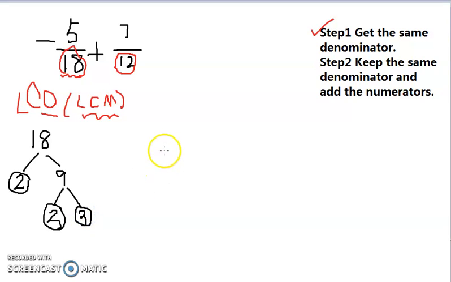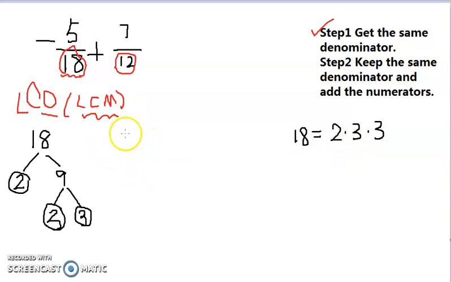So now we have all prime numbers. We can write down 18 as 2 times 3 times 3. And we can double check our answer. 2 times 3 is 6. 6 times another 3 gives us exactly 18. So that means this factoring is correct.